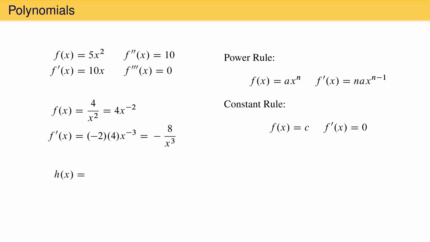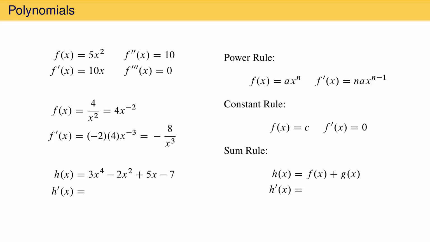Now let's consider the function 3x to the fourth minus 2 times x squared plus 5x minus 7. To find the first derivative of this function, we use something called the sum rule. A function h of x, for example, that can be written as a sum of two other functions, such as f of x plus g of x, has a derivative that is the derivative of f of x plus the derivative of g of x. The sum rule tells us that the derivative of a sum is the sum of the derivative of each term evaluated individually. The derivative of our example is therefore 12x cubed minus 4x plus 5. The second derivative can be evaluated easily using the sum, power, and constant rules as 36x squared minus 4.